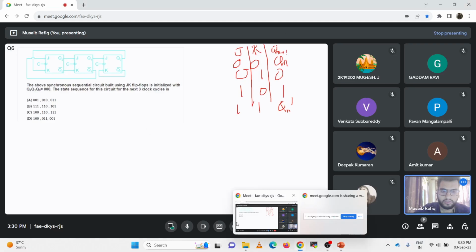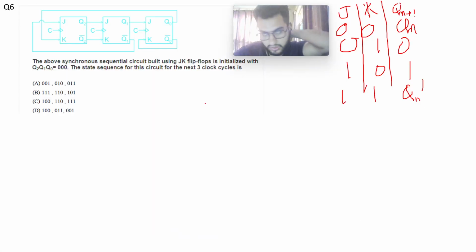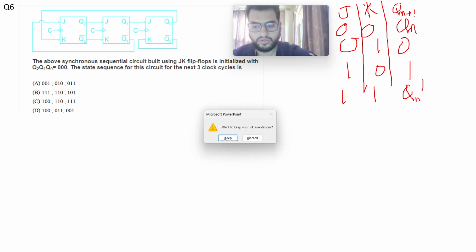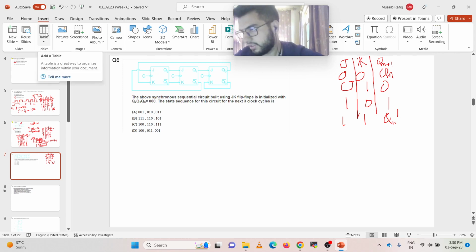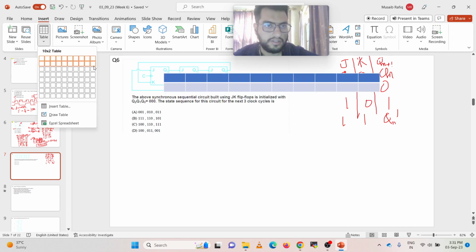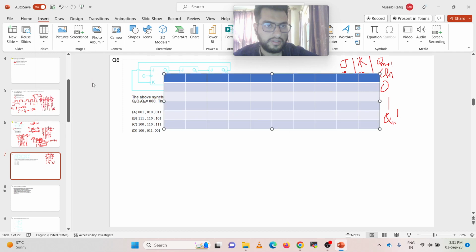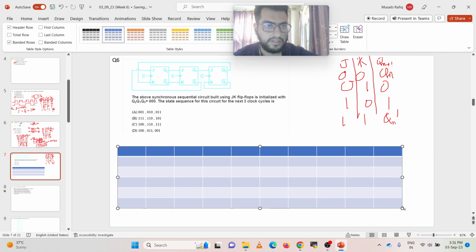Now we will draw a table. So let me just draw the table. Insert a table, 1, 2, 3, 4, 5, 6, 7, 8, 9, 10. So here we have a table. This is your initial states Q2, Q1, and Q0.